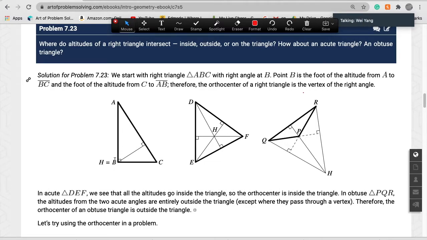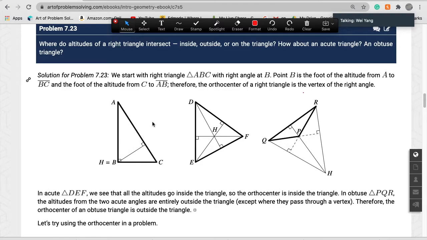So AB is an altitude, BC is another altitude, and AB and BC already intersect at B. Then the other altitude to AC will also pass through point B. So this point B is the concurrent point of these three altitudes. That means point B, the intersection point of the two legs, is the concurrent intersection point of the three altitudes for a right triangle.